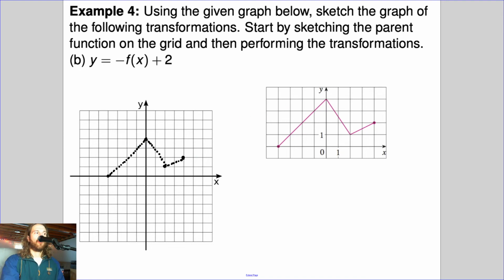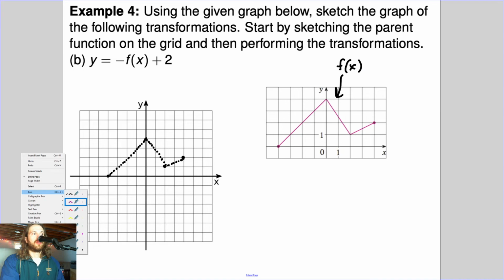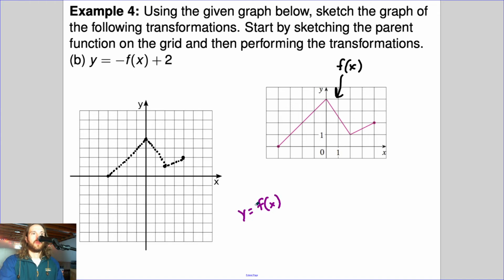So then what I'm going to do, this is not written anywhere. This is f of x, right? I'm going to take that function, and the first thing I'm going to do is reflect it. So I'm going to take, in purple, I'm about to graph y equals negative f of x. So I'm going to take these points, I'm going to reflect them over the x-axis.